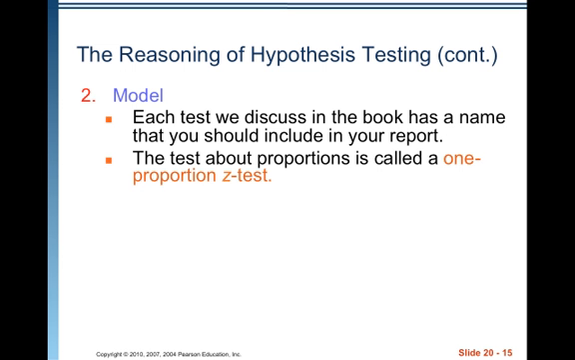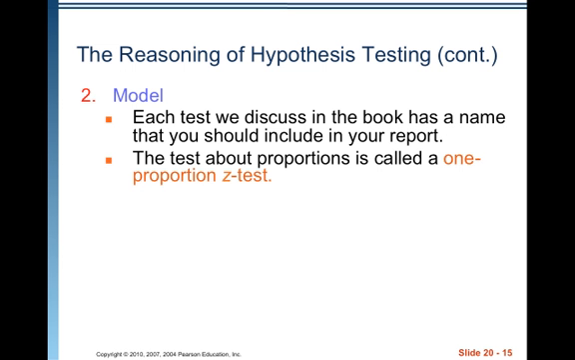Each test we discuss in the book has a name that you should include in your report. The test about proportions is called a one proportion z-test, just like I said. And on the AP exam, typically you get credit for identifying a test either by name, one proportion z-test, or by having all the formulas, like for z. And so that's going to be a little bit more involved to remember the formulas. It's good to remember them, but you can use your calculator to give you your corresponding z value without having to memorize the formula, but you can't get to the correct test in your calculator without knowing what kind of test you have to use.